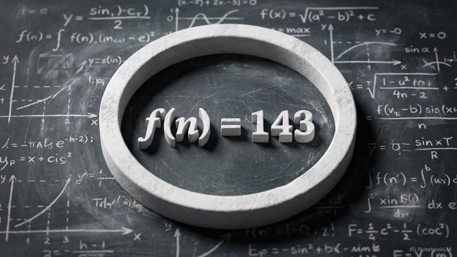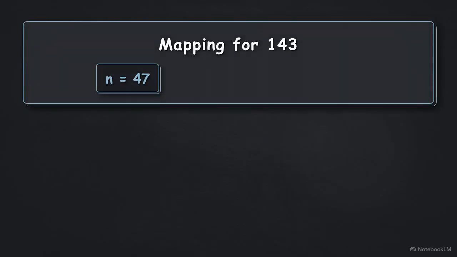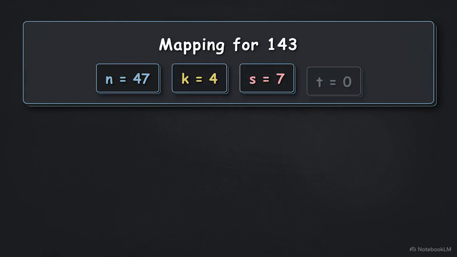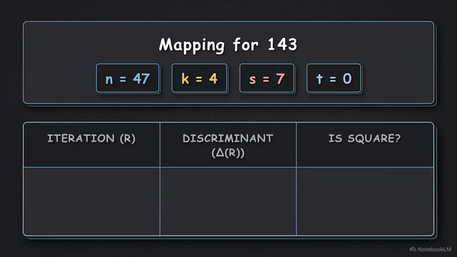We can observe the first practical application from the source material, using a known composite number. F of n equals 143. This grid displays the mapping for 143. Using n equals 47, we extract constants k equals 4 and s equals 7. The derived constant t equals 0. Beginning the loop at r equals 0, the calculation outputs a parity-adjusted delta of 4.